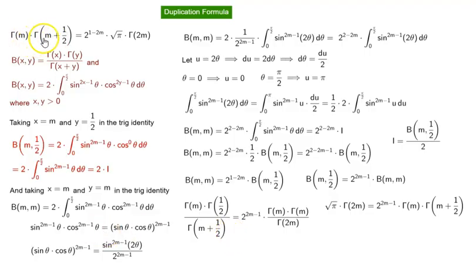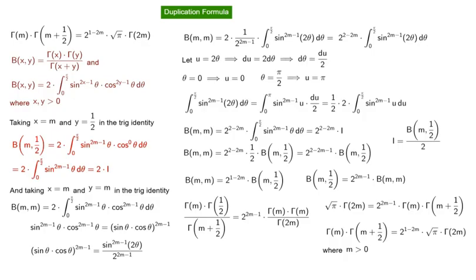We require gamma of m times gamma of m plus half. That we have it here. So that means 2 to the power of 2m minus 1, we have to take it to the other side. Taking it to the other side, what happens? This goes into the denominator. When we bring it up, we get 2 to the power of 1 minus 2m times root pi times gamma of 2m equal to gamma of m times gamma of m plus half, which is what the duplication formula is. And here remember, m is greater than 0.